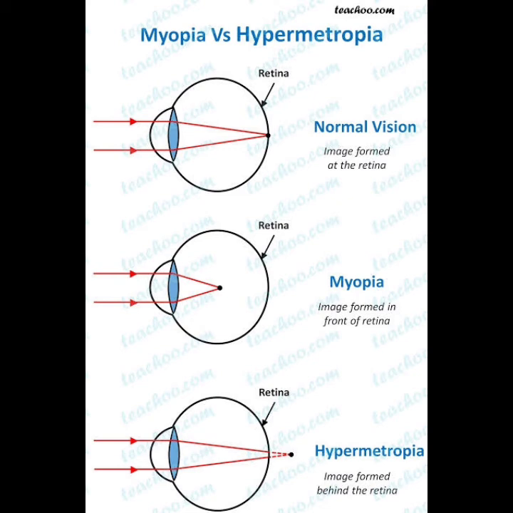Similarly, in hypermetropia, the image of a nearby object is not formed on the retina, and hence the person cannot see it clearly.